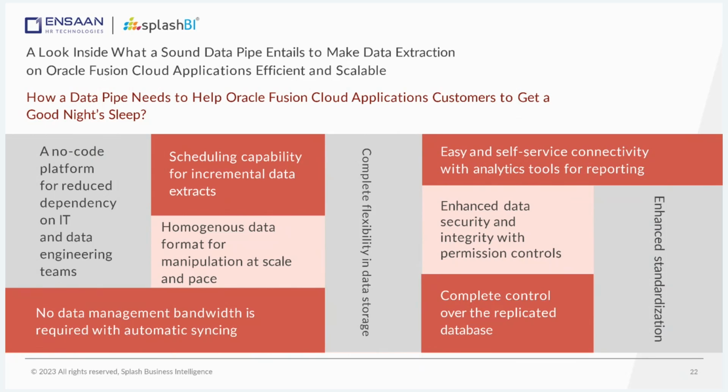They should be able to quickly go into the system, extract the information, and then do their own ad hoc analysis. The other important point is that you should have complete flexibility in data storage. You should have complete control over your replicated database, because whatever data sits in your Fusion pod belongs to you as a user, and you should be able to extract it without having to go to Oracle or your IT teams to get that particular information.